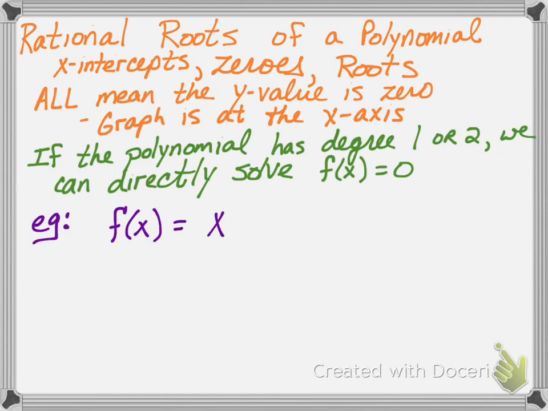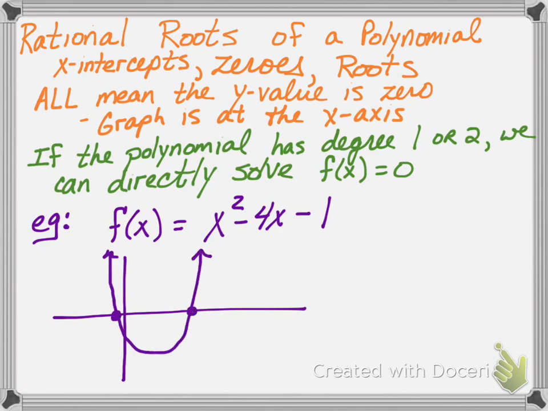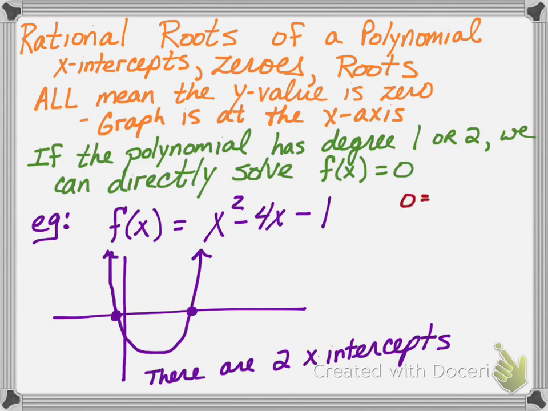For example, if f of x equals x squared minus 4x minus 1, we can use the quadratic formula to find the x-intercepts. Looking at the graph of our parabola, we see that there are 2 x-intercepts. One of them is negative and one of them is positive, but I don't know exactly where they are. So let's use the quadratic formula. 0 equals x squared minus 4x minus 1.